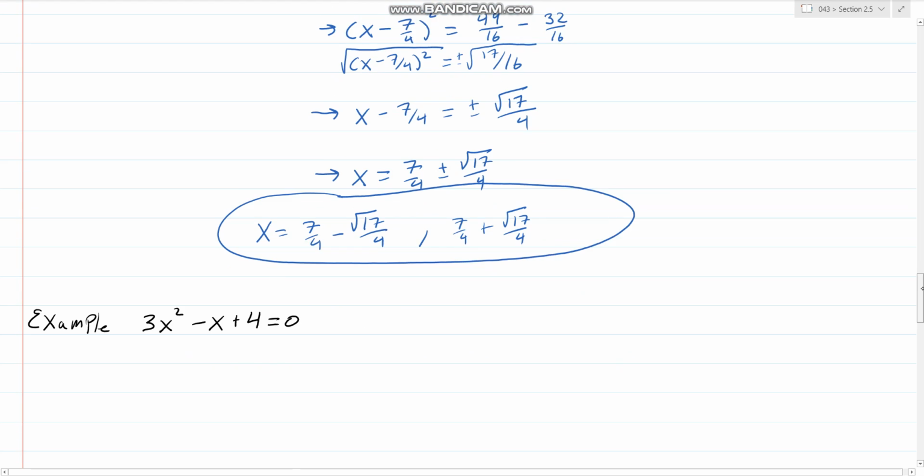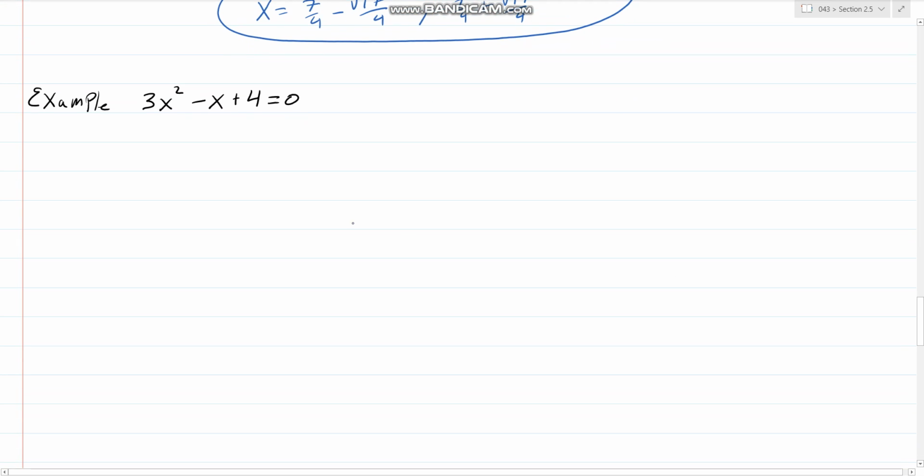Okay, let's try the next one. Now let's make sure I can't solve it by other means. 3 times 4 is 12, so I'd have to come up with the factors of 12 which would add to negative 1. I don't think I'm going to be able to do that. So that's not going to work. So I'm going to need to divide everybody by 3. When I do that, I'm getting x squared minus 1/3 x plus 4/3 equals 0.